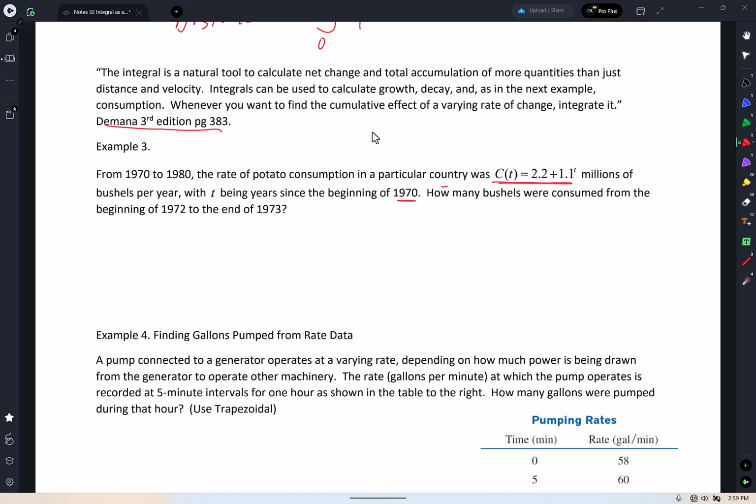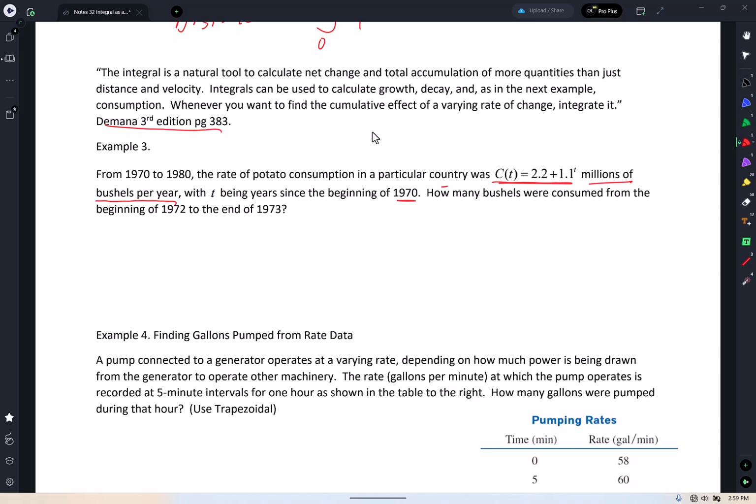How do I do this? Well, we're finding the area under the curve. All right, guys, slow down. C of T is millions of bushels per year. It's a rate. So think about it. If you graph millions of bushels per year and you find the area under the curve, millions of bushels per year times years, because the x-axis is in years, is going to give you millions of bushels. Does that make sense? All right, so that's what we want.